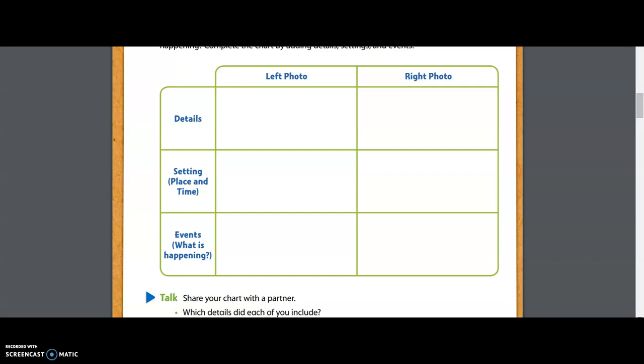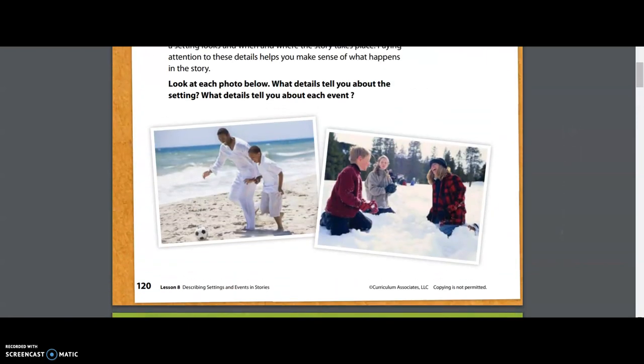The very last one says events. So what is happening in this photo? What are these two guys actually doing?